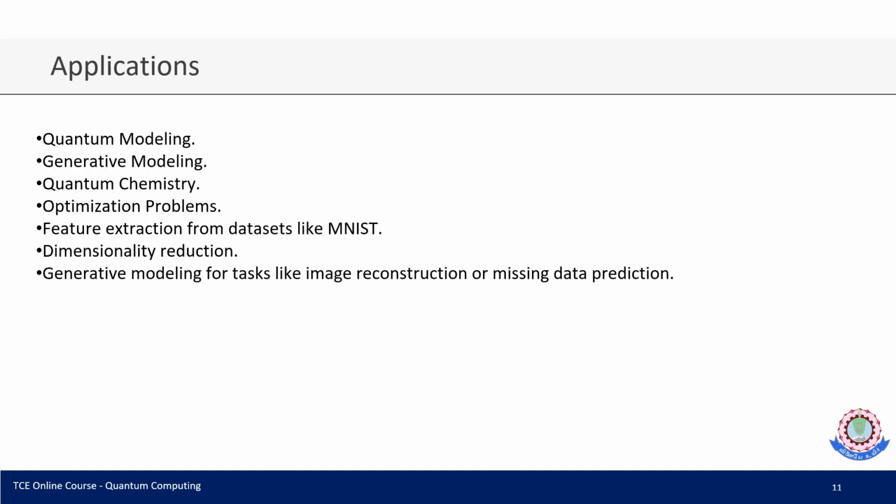Different kinds of applications are also possible: quantum modeling, generative modeling, quantum chemistry, optimization problems, feature extraction from datasets like the MNIST dataset, dimensionality reduction, and generative modeling for tasks like image reconstruction or missing data prediction.